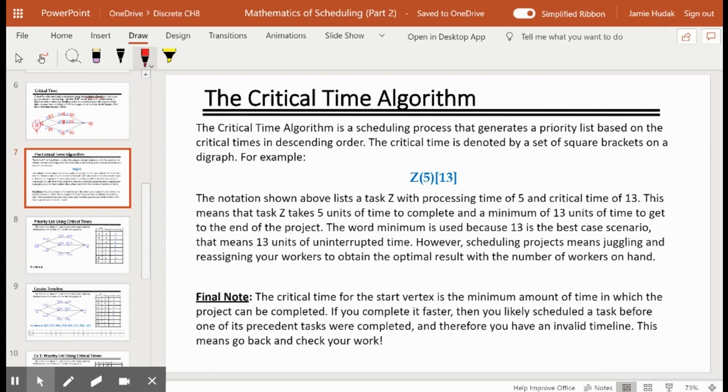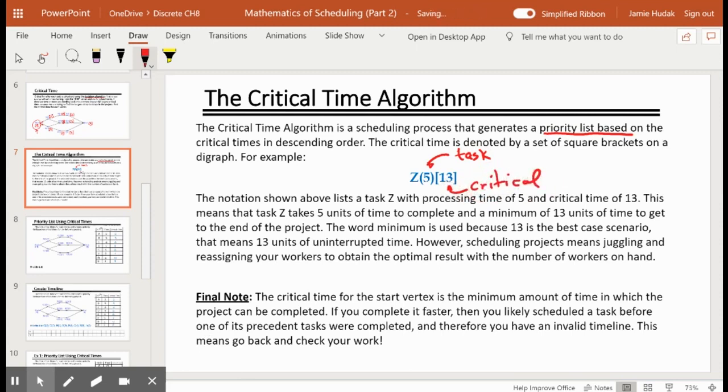So, just to recap, the critical time algorithm is a scheduling process that generates a priority list based on the critical times in descending order. We're going to do that next. The critical time is denoted by a set of square brackets on the digraph. For example, if I had a task Z, the parentheses tell me the task time. That's how long it takes to complete that individual task. And the square brackets tell me the critical time.